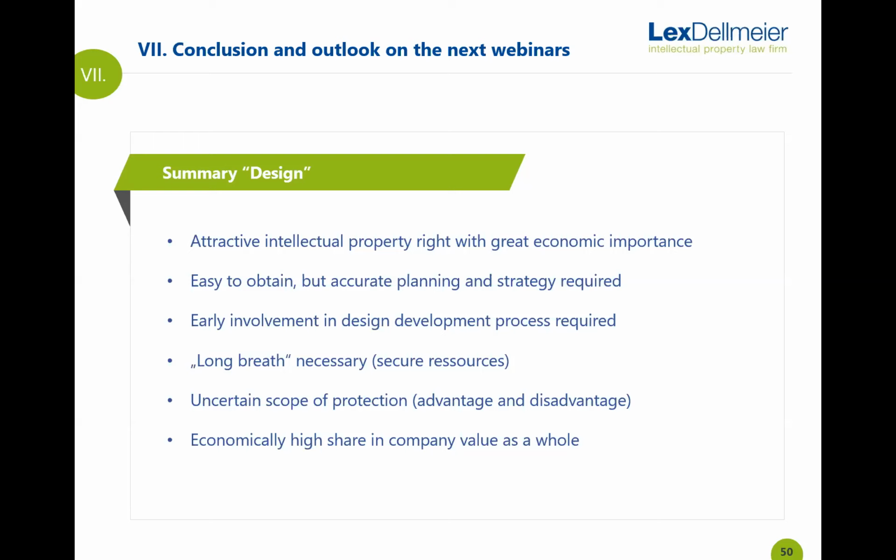And also for this reason, in order to assess if you really have a design that is novel and has individual character, you do a search upfront. Yes, and it can be a high share in your company value overall.